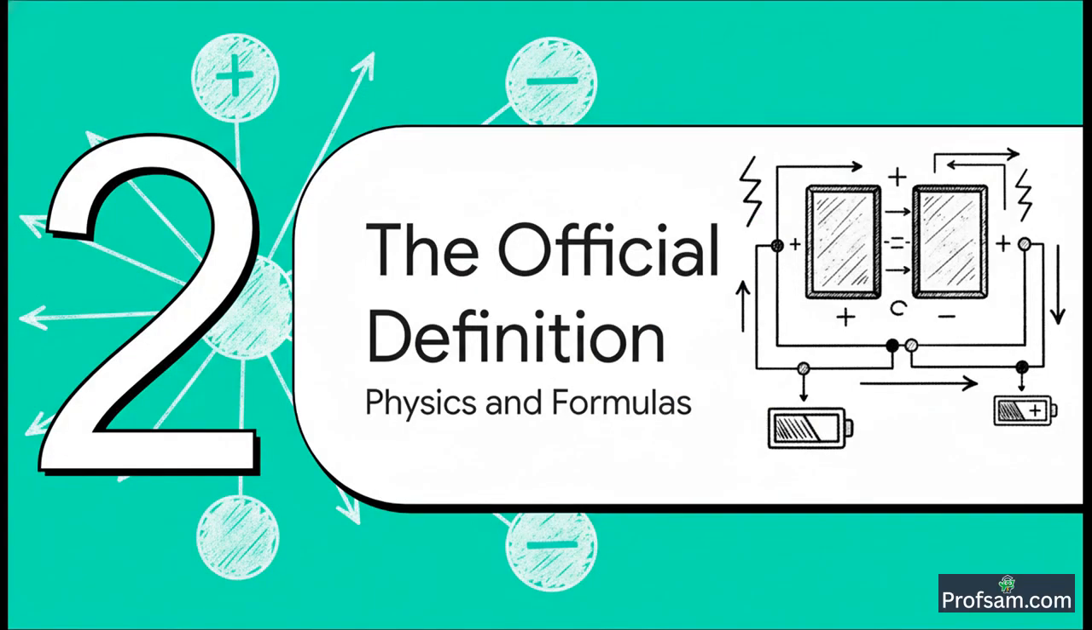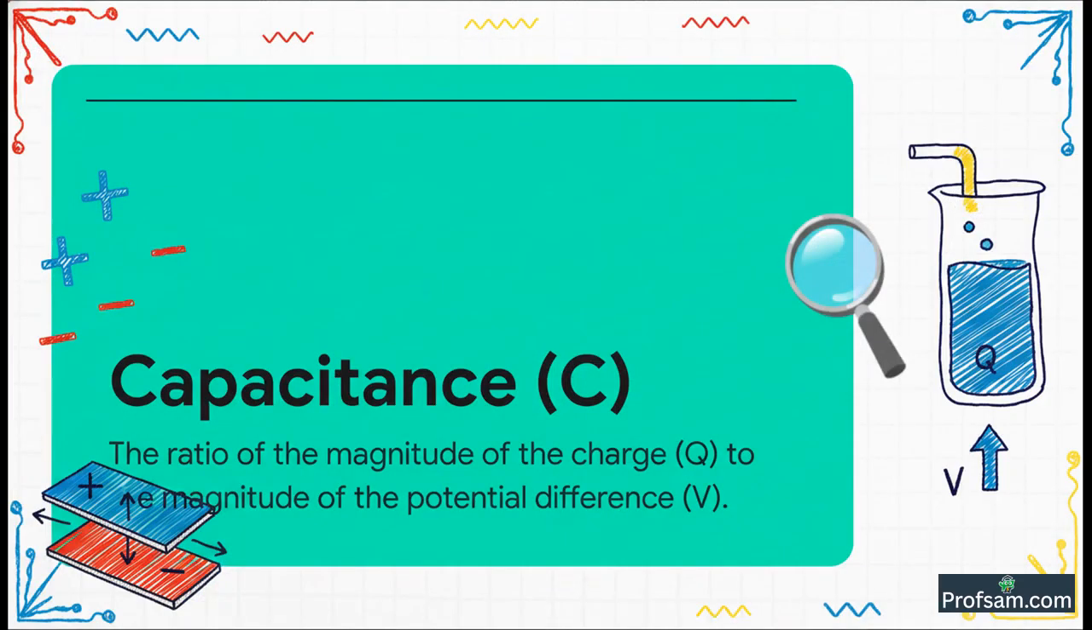Okay, so the bucket analogy gives us a great mental picture. But for the exam, you need the official stuff. So let's look at the proper NCERT definition that will get you full marks. So the textbook says it's the ratio of charge to the potential difference. Now don't let the big words scare you. All this is really asking is, for a given amount of electric pressure, or V, how much charge, Q, can this thing store? That's all capacitance is.